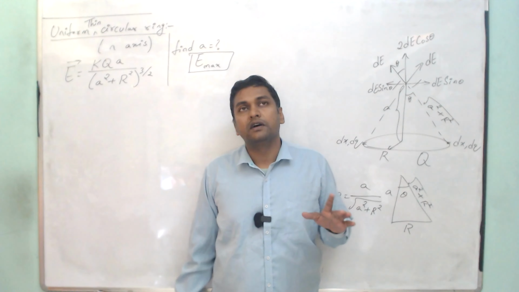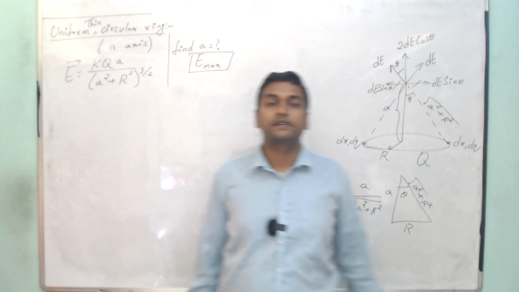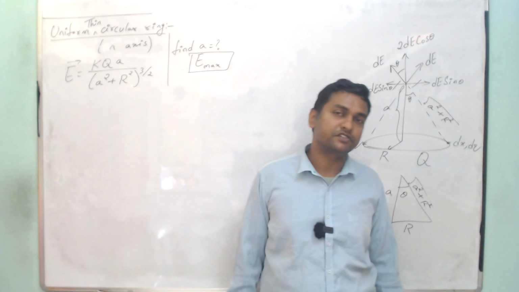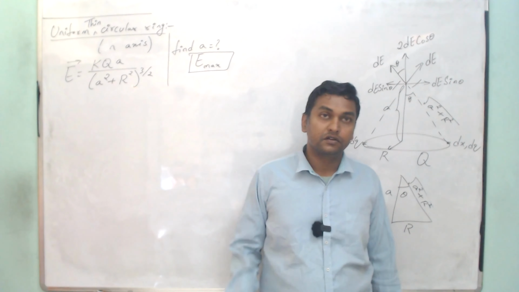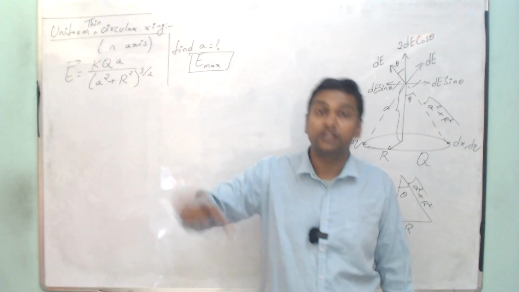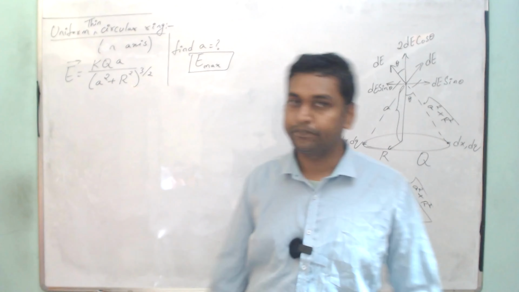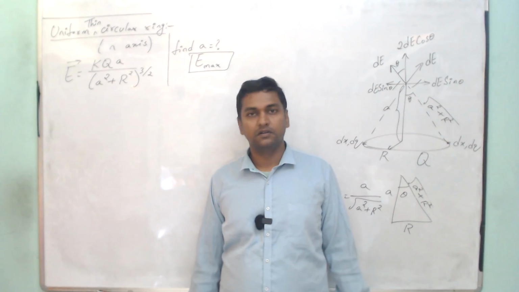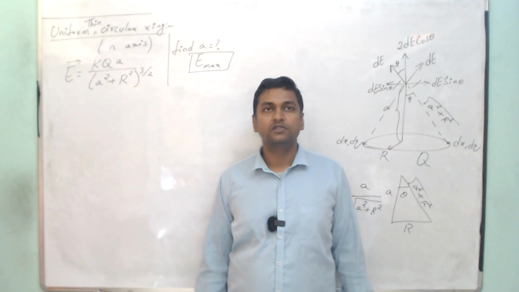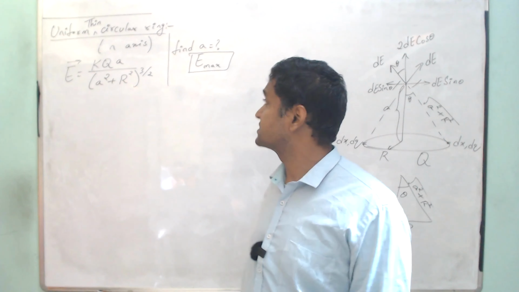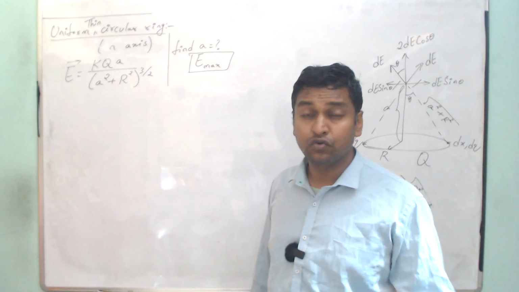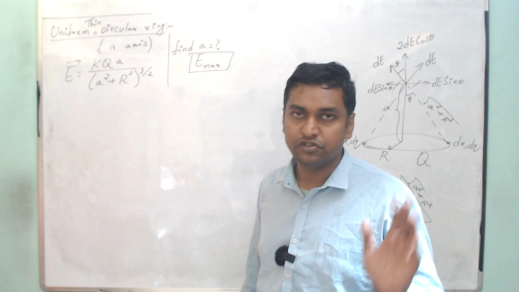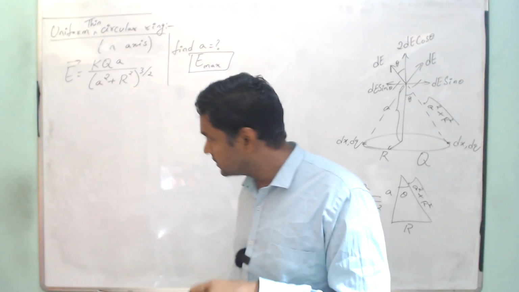For maxima or minima, what is the first condition in calculus? We have differentiation. We check the first differential and equate it to 0. Again, when we do the second differential, we have to check the sign. So for maxima or minima, the first thing is that we have to do the first differential and equate it to 0.